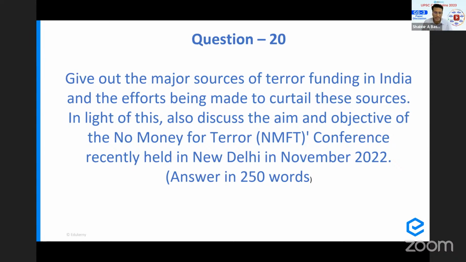Question number 20. Give out the major sources of terror funding in India and efforts made to curtail these sources. In light of this, discuss the aim and objectives of NMFT conference held in Delhi. Now, I'm very proud to say this. I don't know if all of you know this or not. There is one article in Indian Express, November 25 May, and the article was written by Manas Srivastav.